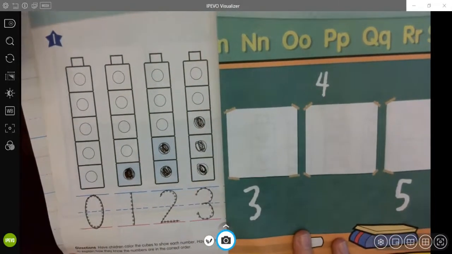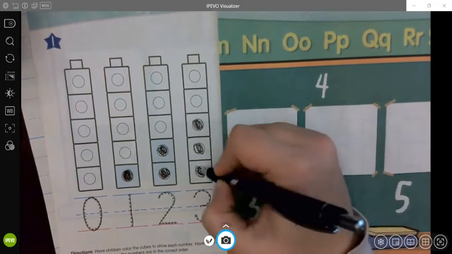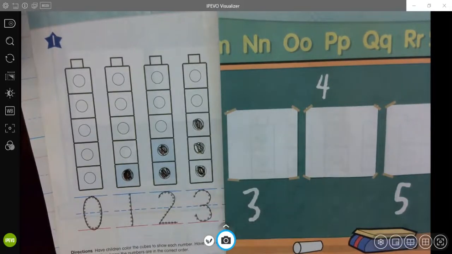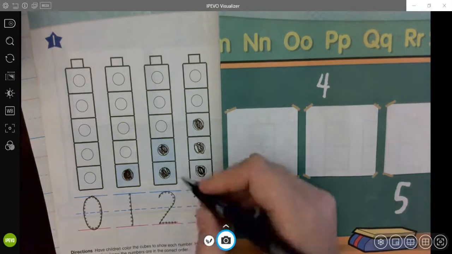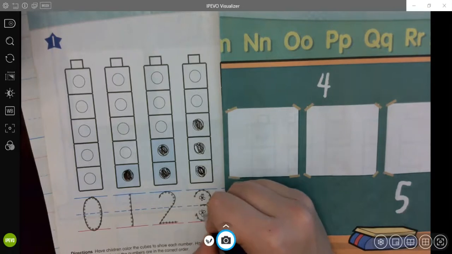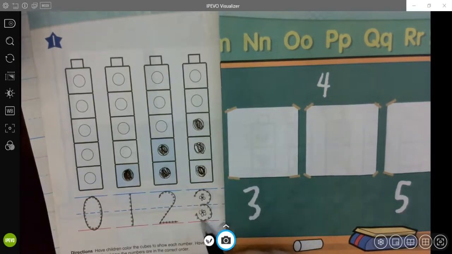The next one, we have to color 3 in because 3 comes after 2. So we go 1, 2, 3. So we practice tracing the number 3. Sometimes I like to put a little flower right here and right here because we are going out and around the flower, and out and around the flower.